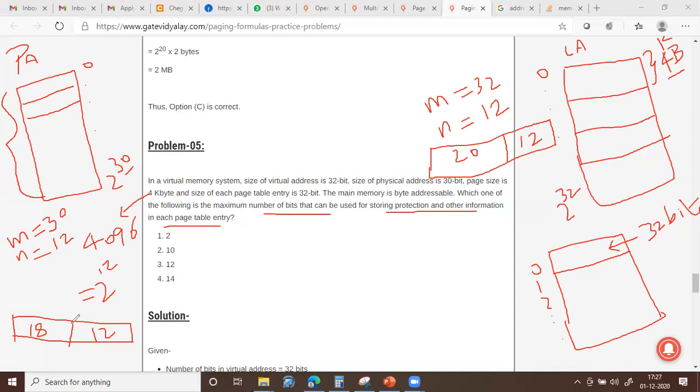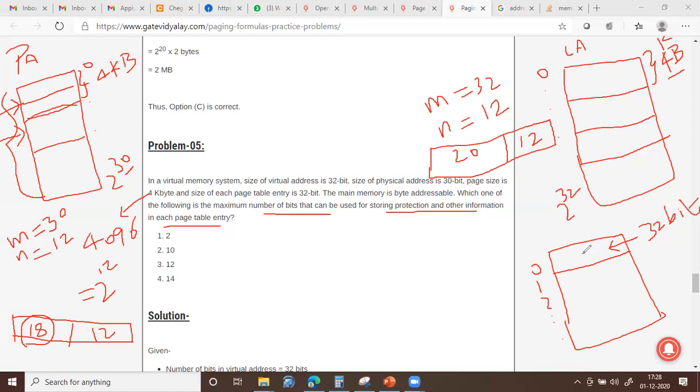Now this is the crux. Each location of the main memory can be accessed using 18 bits, because the memory is divided into several frames, where each frame occupies 4 kilobytes. One location represents 4 kilobytes, another location represents another 4 kilobytes. All these locations can be accessed using 18 bits.